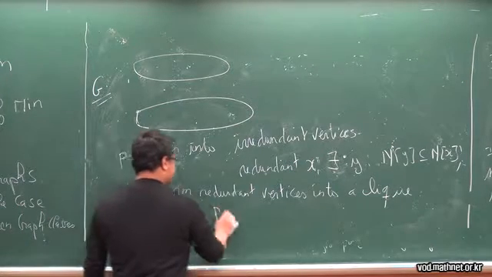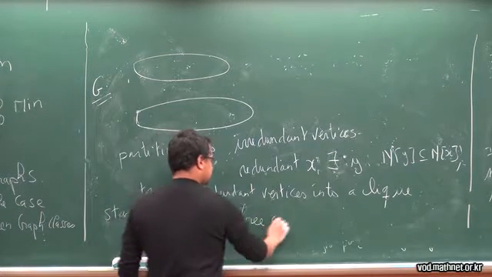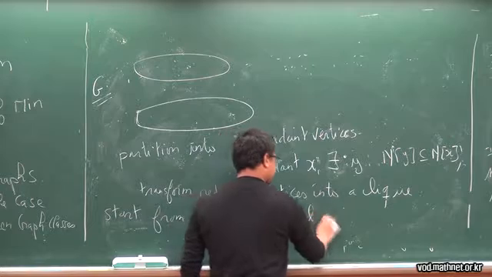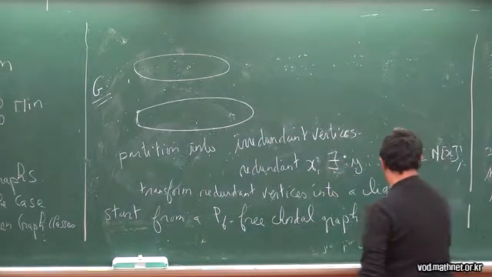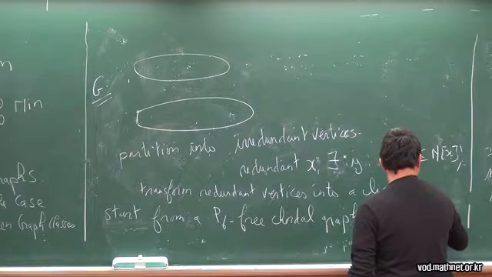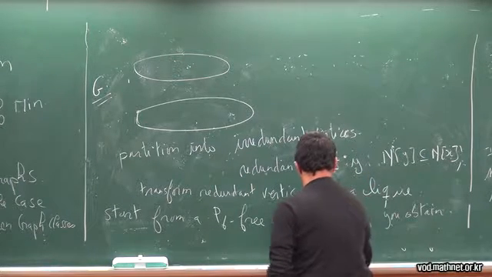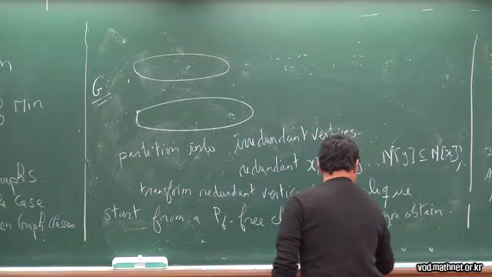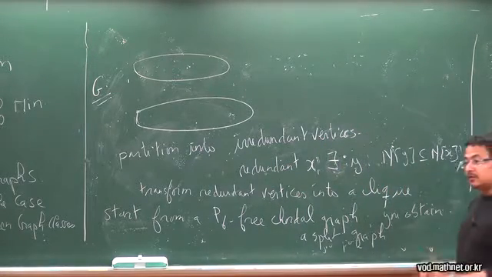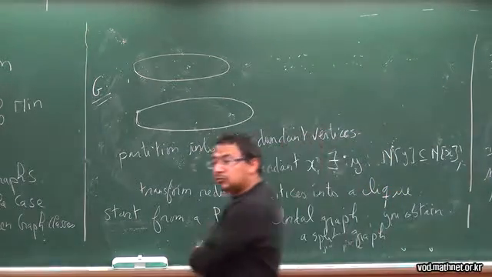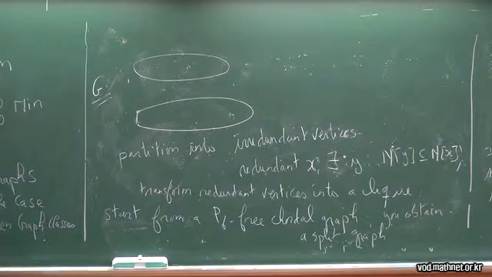Now, if you start, for instance, from a P6-free chordal graph, you obtain a split graph. If you give me a P6-free chordal graph, you do this operation, then you get a split graph, and then for P6-free chordal graphs, you can get a simple algorithm by using the algorithm for split graphs.